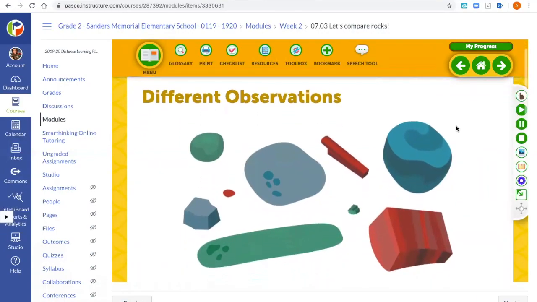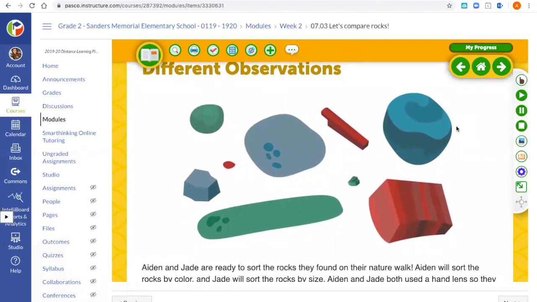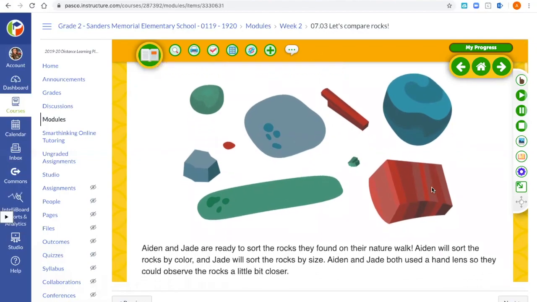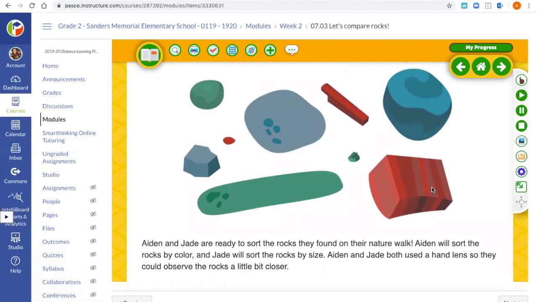Different observations. Aiden and Jade are about ready to sort the rocks they found on their nature walk. Aiden will sort the rocks by color, and Jade will sort the rocks by size. Aiden and Jade both used a hand lens so they could observe the rocks a little bit closer.